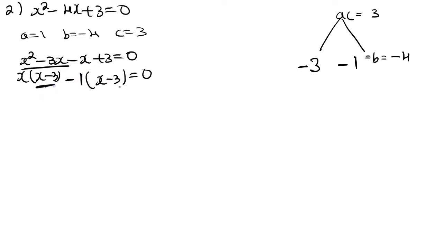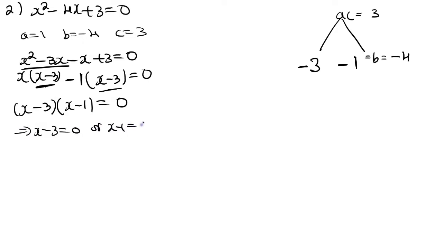Then here minus 3 is there, here x minus 3 is there. Take x minus 3 outside. The remaining term is x minus 1 equal to 0. Then this implies x minus 3 equal to 0 or x minus 1 equal to 0. This implies x value equal to 3 or x value equal to 1.